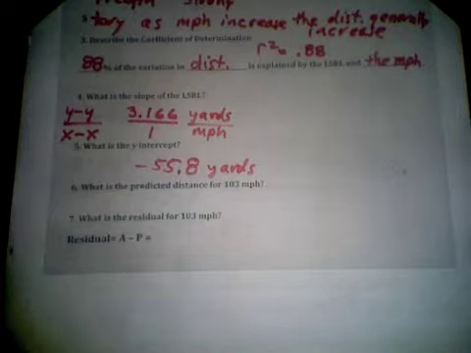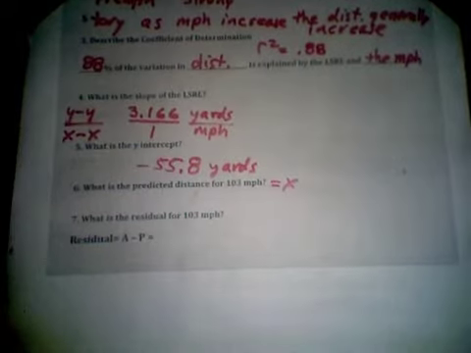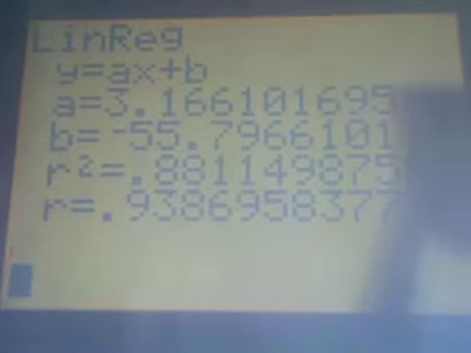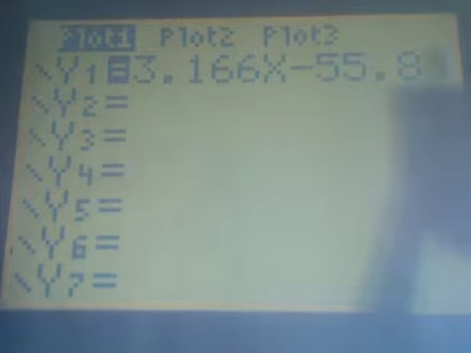As far as the predicted distance for 103 miles per hour, you can plug in 103 miles per hour for x to figure out what the distance is, which is y. A nice way to use the calculator to help us out here is to use the graphing calculator to plot the graph. So to do that, you can go to y equals. You could type in the equation, 3.166x minus 55.8, just like that.